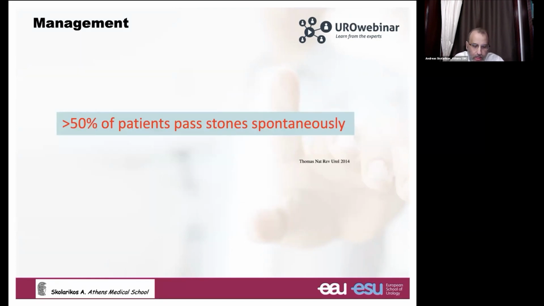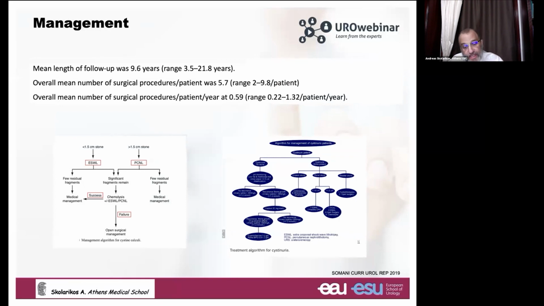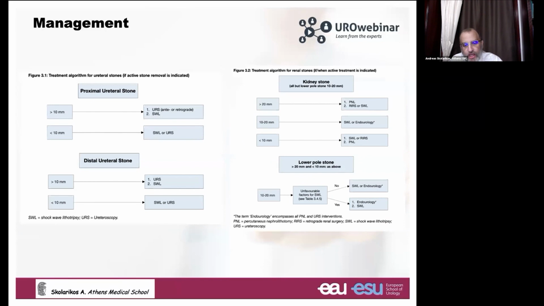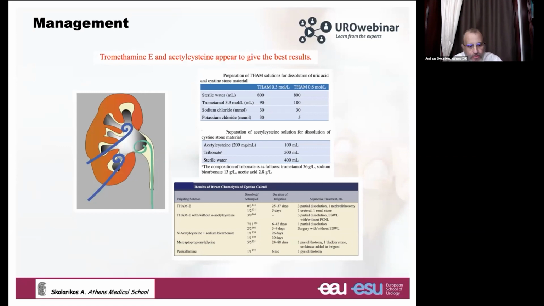Now, regarding management of cystine stones, you have to remember that when a patient comes with a cystine stone, it may pass the stone spontaneously like every other stone patient. Don't forget about that. However, patients may need a lot of procedures in their lifetime, at least one every other year. Treatment algorithm is based mainly on stone volume and stone size, and follows the algorithm of the rest of the stones as defined by the European Association of Urology Urolithiasis guidelines. In the past, following treatment, percutaneous or transurethral chemolysis with tromethamine E and acetylcysteine followed. With the advent of new equipment and stone disintegration devices, this method is almost obsolete.